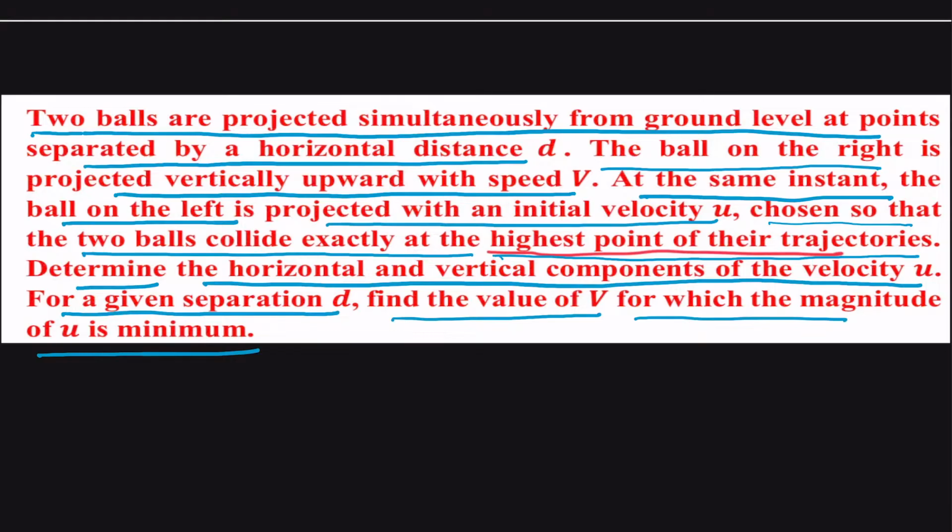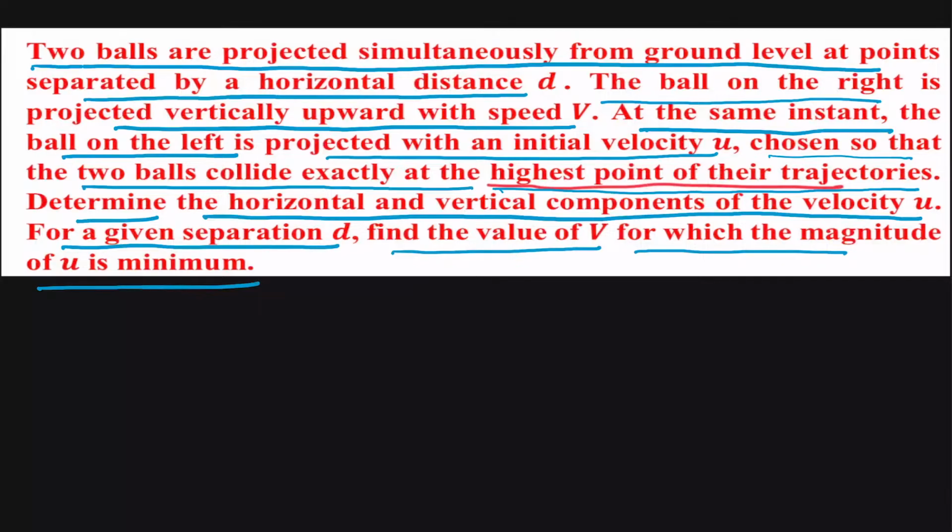And so we can just draw the approximate figure. So we are given there are 2 points, and let us suppose this is point A and this is point B. And from point B, this projectile is launched vertically upward with the velocity of v, and from point A it is launched at an angle with the velocity of our u.